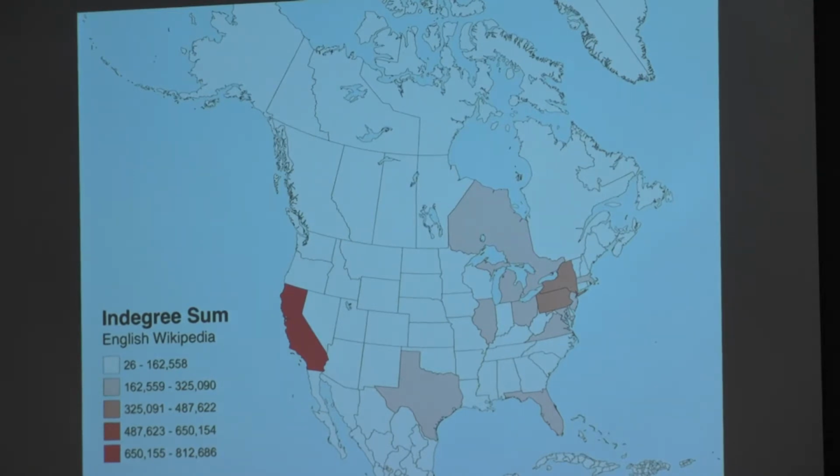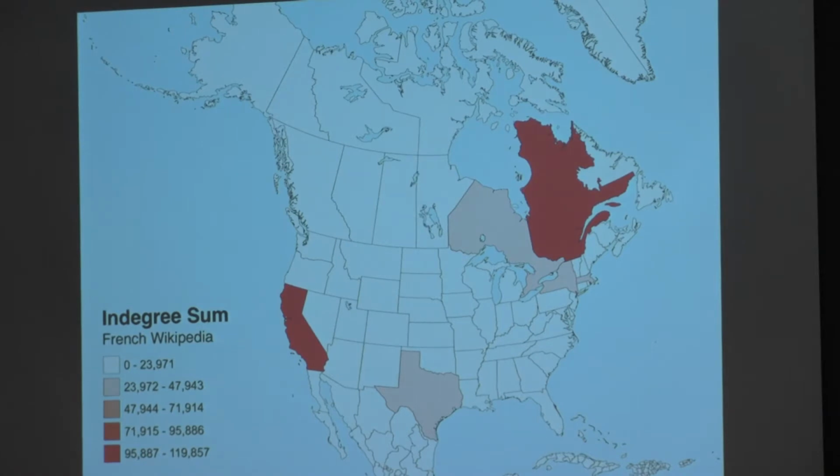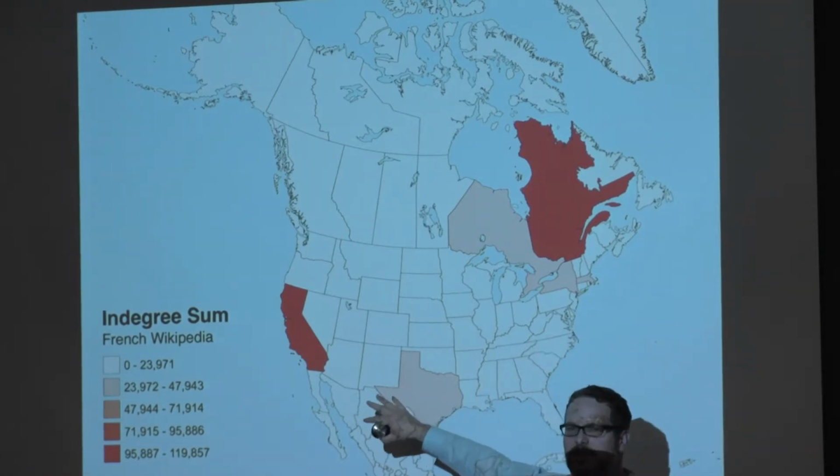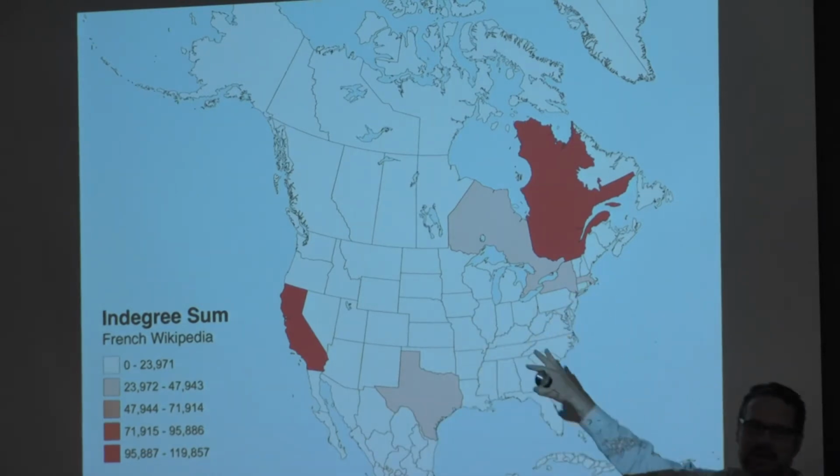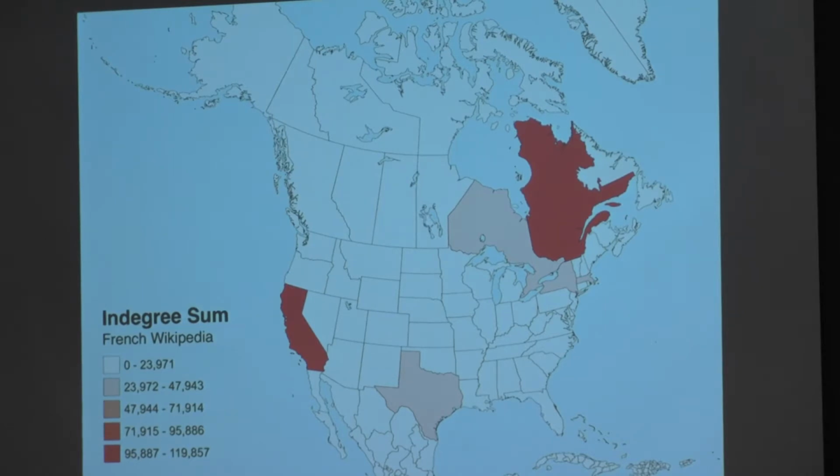Yeah, Quebec. Boom, right? So when we use the same analysis and we switch to the French Wikipedia, now we suddenly see California, yeah, still important, okay. But Quebec becomes very important, right? So we get these regional shifts in the representation of that information that is coming through from this analysis.